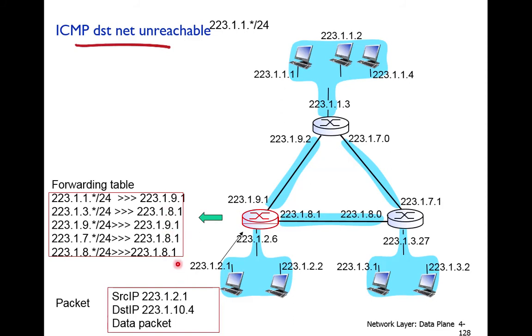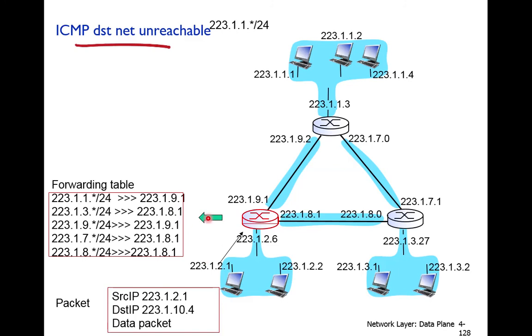Suppose there is no entry for the destination network, because here the address is 223.1.10, so it is not matching any entry. This router will discard the message because it doesn't know about this network, 223.1.10. This is the network number, and for this network number there is no entry, so this network is unknown for this router.